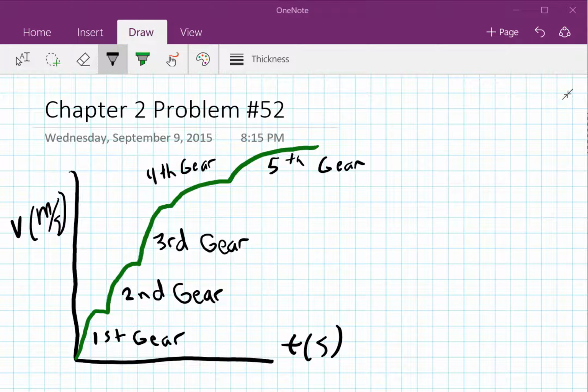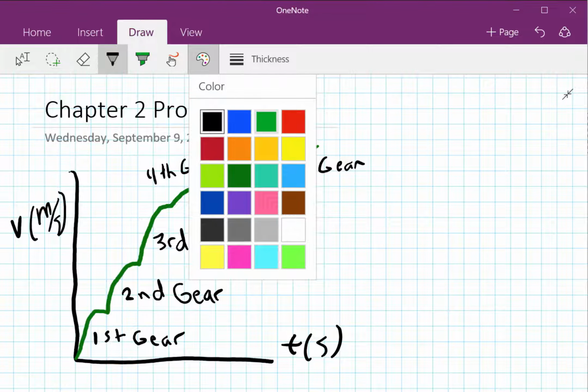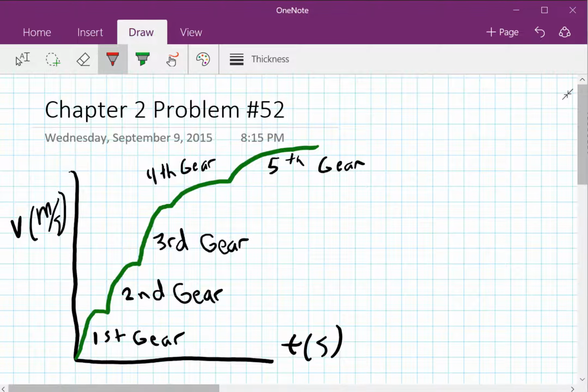velocity as you switch gears. But you're only asked to find the average acceleration for the second gear and the fourth gear. So you really only need to look at those two locations. So I'm going to show you in red for the second gear. First thing you need to do is look at the initial time and velocity.